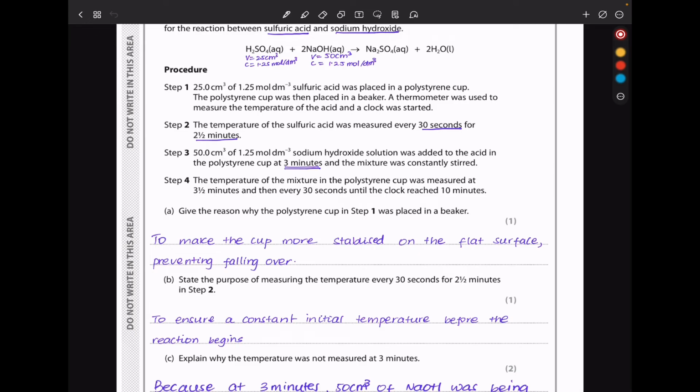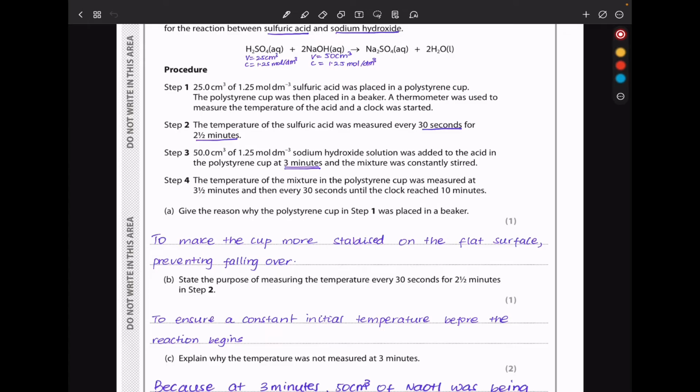25 centimeters cubed of 1.25 mole per decimeter cubed sulfuric acid was placed in a polystyrene cup. The polystyrene cup was then placed in a beaker. A thermometer was used to measure the temperature of the acid and the clock was started.